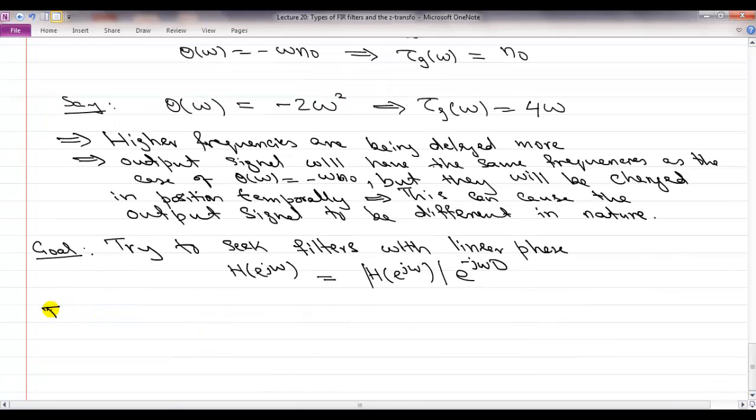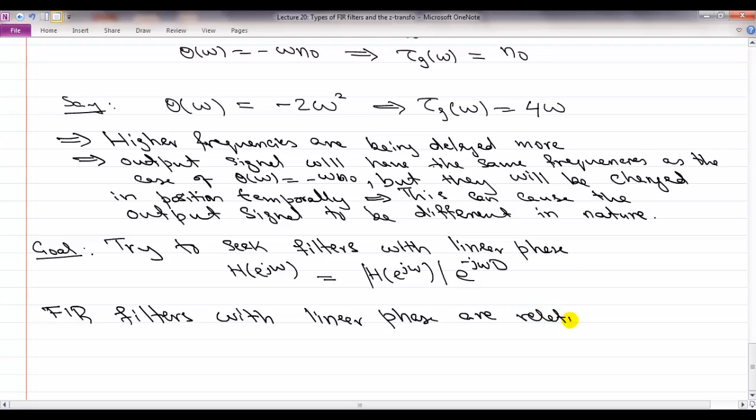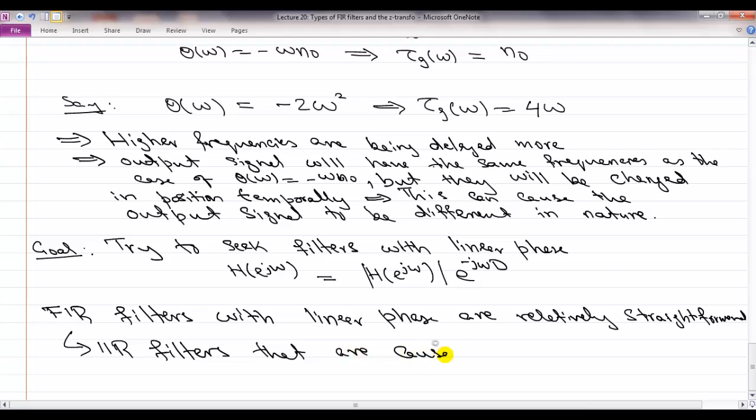And FIR filters with linear phase are relatively easy to make. If we obey certain properties, we can do that, but IIR filters, which are causal, cannot be made linear phase. And so that's the trade-off that you face when you are designing filters.